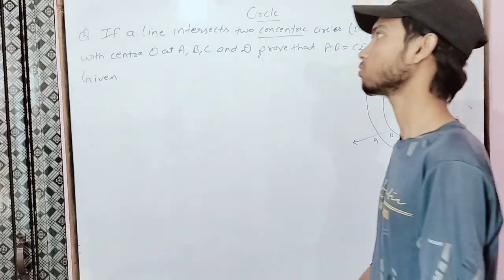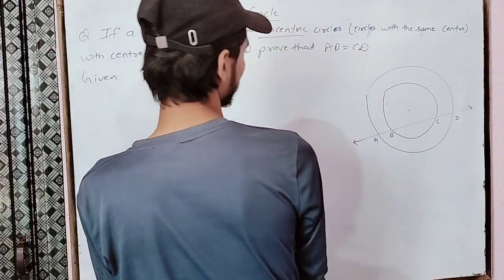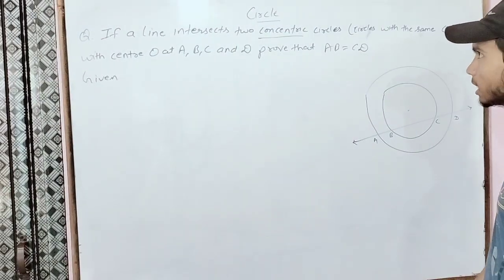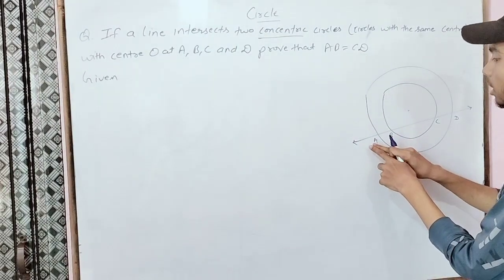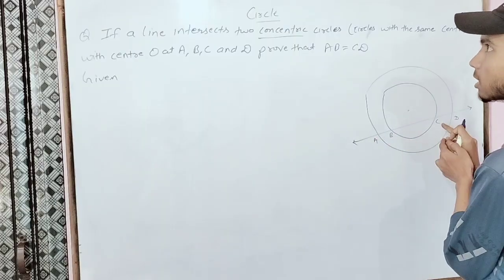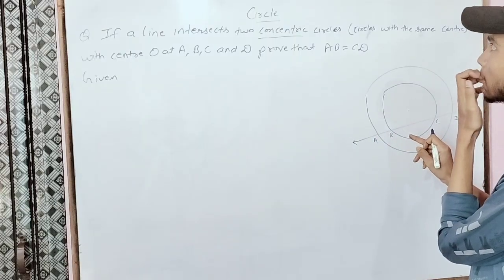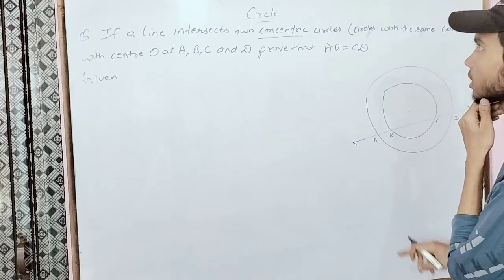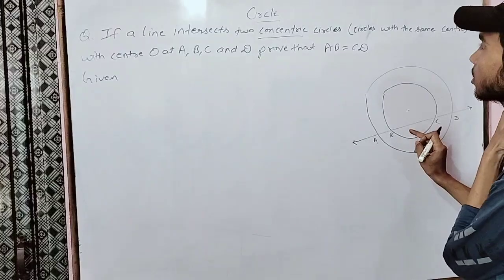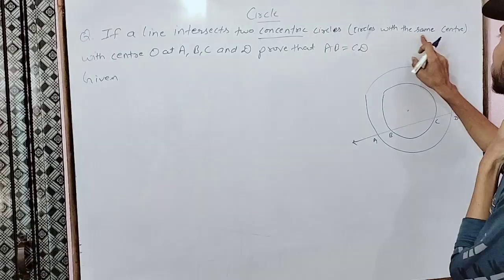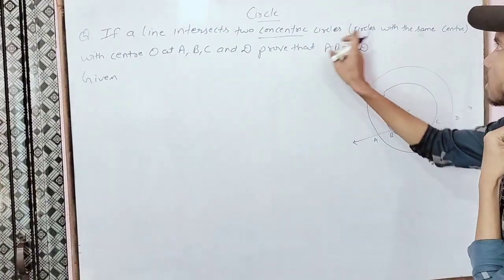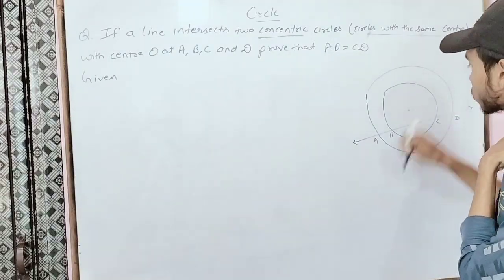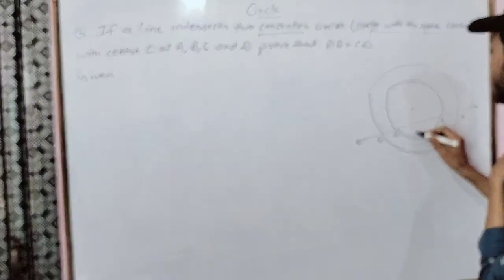One center is for both circles. If a line intersects, now here a line is intersecting two concentric circles. You can see this line is intersecting the two given circles with the same center. So this is the meaning of a concentric circle. These are two circles.